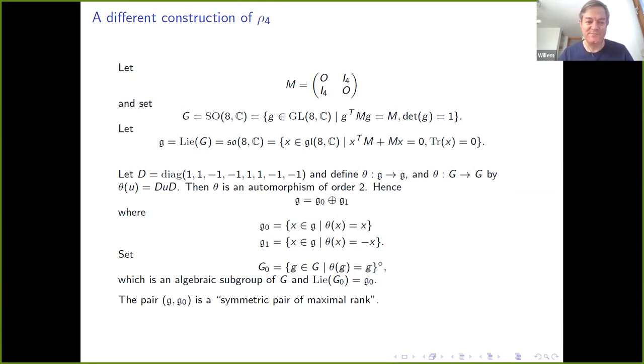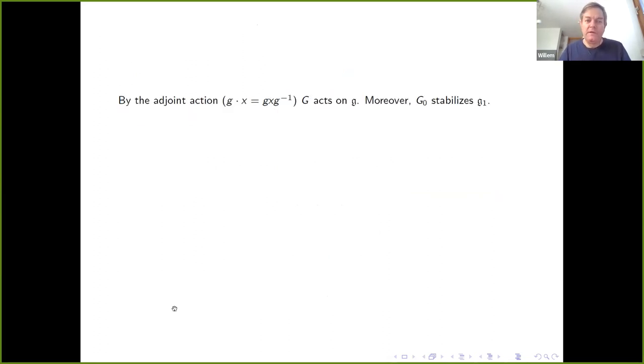Just to add some terminology here, this pair G, G naught is called a symmetric pair, and it's a symmetric pair of maximal rank for reasons that I will tell you about later. So this pertains to the theory of symmetric pairs, and this is the reason why the Costandrella paper comes in, because they consider this kind of setup. Now we can let the group G, so this SO8, act on the Lie algebra g by conjugation. That's the general thing, that the algebraic group acts on its Lie algebra. And then it's easy to see that the subgroup G naught stabilizes the subspace g1.